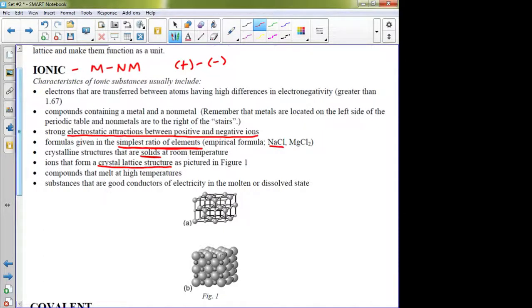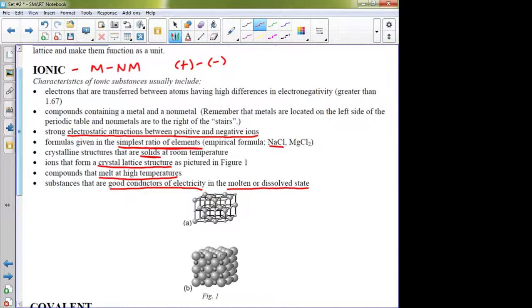But in a salt crystal, is there 1 sodium and 1 chloride? No, there's millions of them, but we're just not going to write it down. Because they have such a strong attraction, we know their melting point is going to be really high. And we know that they are good conductors of electricity only when they're melted or dissolved. Why is it only when they're melted or dissolved that they're a good conductor of electricity?